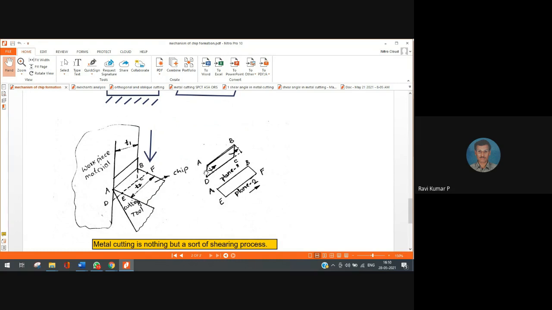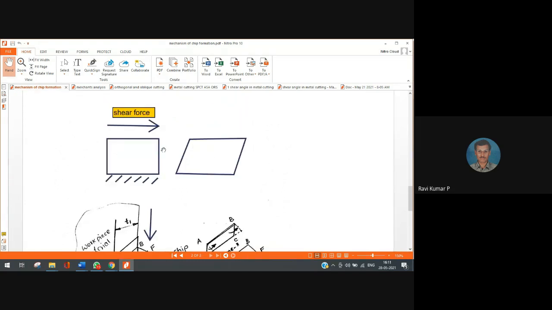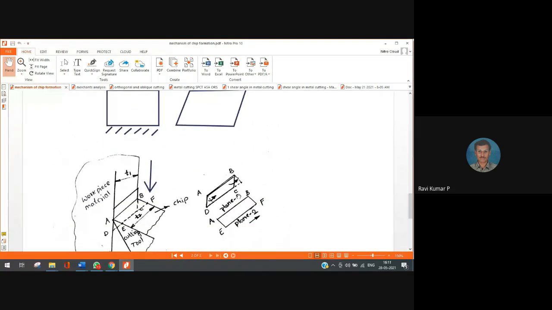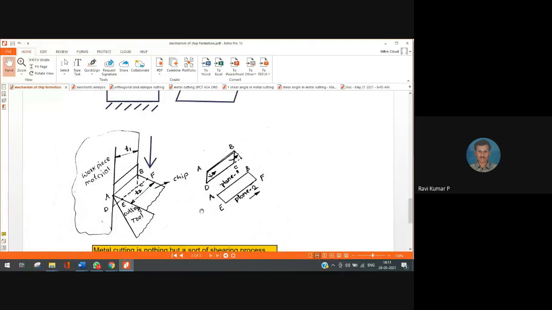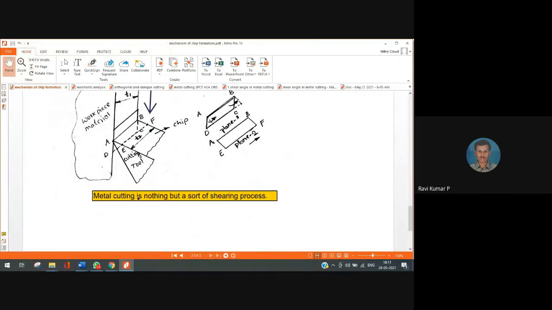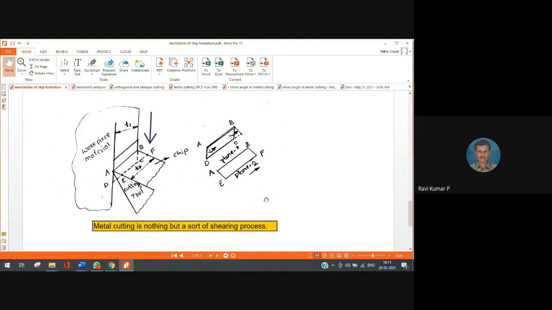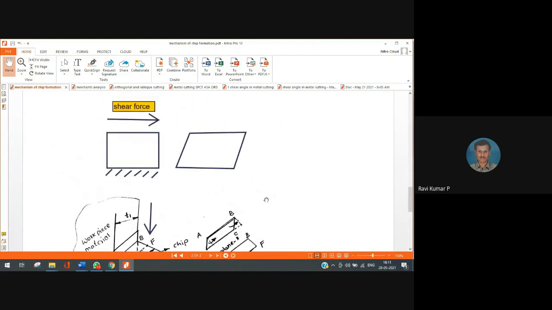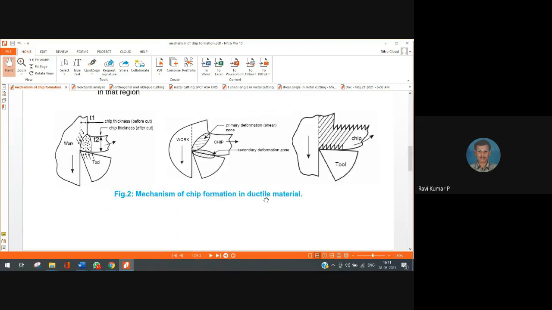You can find that the line AD rotates and takes a new position AE. Similarly, BC rotates and takes a position BF. So a sort of rotation takes place. So similar to what has happened in this place, this is sort of shearing takes place. So I may conclude that metal cutting is nothing but a sort of shearing process, right? So this is one important phenomena one has to understand.